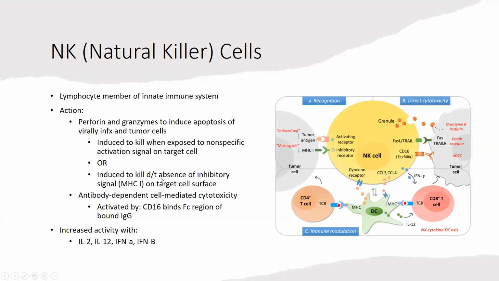It also can be induced to kill if there's an absence of an inhibitory signal, so absence of MHC1 on the target cell surface. So it's either or. It's when it's targeted to be killed or when there's an absence of inhibition from killing. Essentially, either could occur. You also can see antibody-dependent cell-mediated cytotoxicity. I wouldn't worry as much about this mechanism. I would focus more on this innate mechanism. This is more commonly discussed for natural killer cells. And then these are specifically the cytokines that induce its activity: interleukin 2 and 12, interferon alpha and beta.